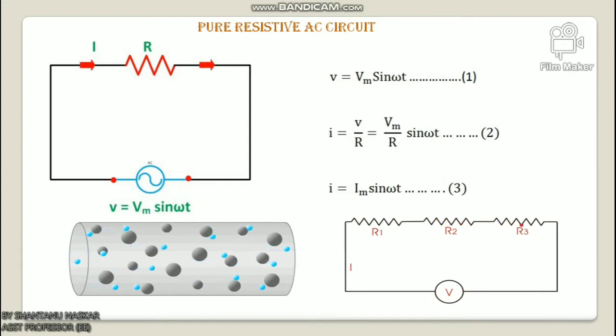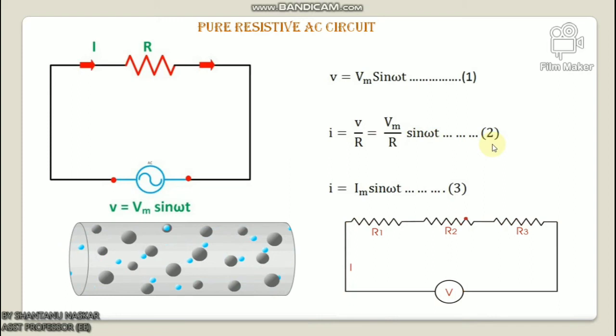Let the alternating voltage applied across the circuit be given by the equation V equals Vm sin omega t. Then the instantaneous value of current flowing through the resistor shown in this figure is I equals V by R, so I equals Vm sin omega t by R. This is equation number 2.